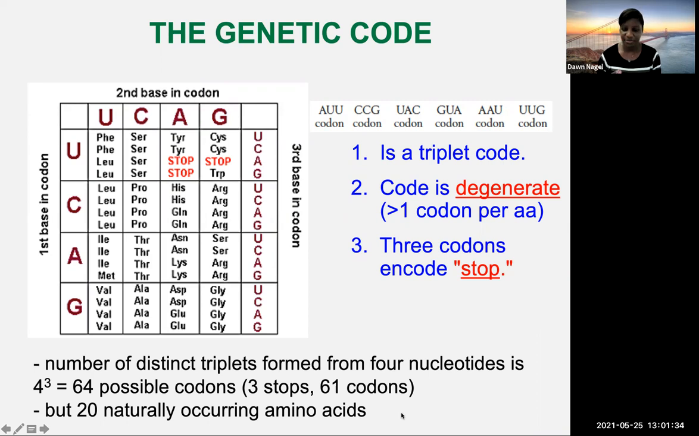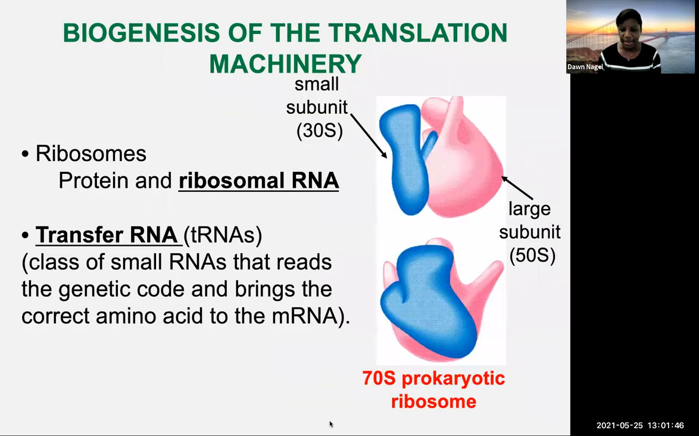Okay, it's a triplet code of 3 bases. It is degenerate, and it also has 3 stop codons that tell you that you should terminate making that protein at this particular location. And that's with the codon. In addition to the codon, you have the rest of the translation machinery, right?